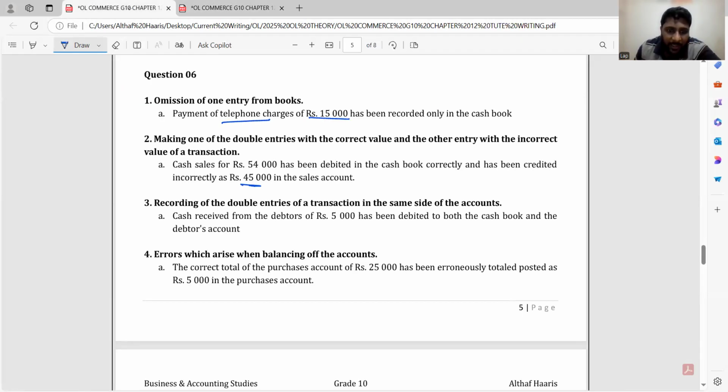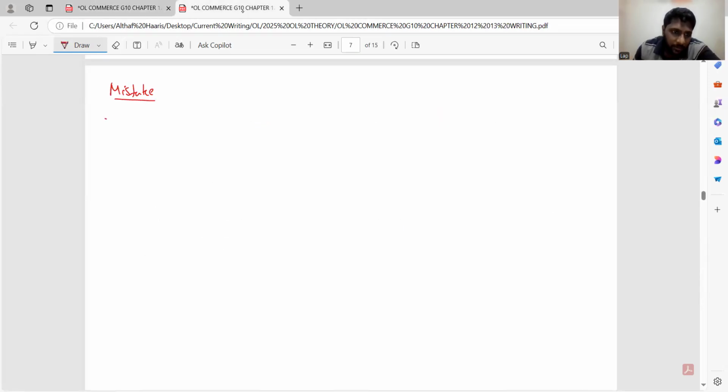Cash received 5,000 from debtors has been debited to both the cash account and the debtors account. So you have debited 5,000 to the cash account, and debited 5,000 to the debtors account. Debit to the cash account 5,000 is fine. This is wrong. Ideally, you should credit the debtors account.